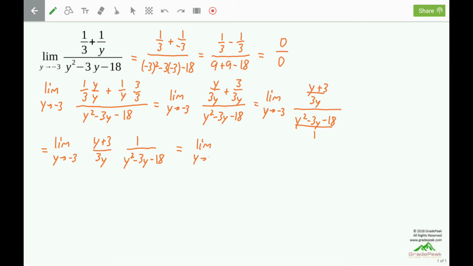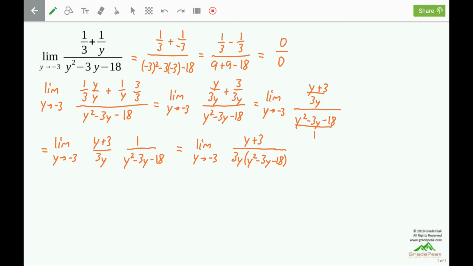We can now multiply the two fractions. We'll multiply the numerators. That'll be y plus 3 times a 1. That'll be y plus 3. Over the denominator, which will be 3y times y squared minus 3y minus 18. You will not want to distribute the 3y in there because we have a 0 over 0, and that hasn't changed yet. In order to change that, we have to factor and cancel out common factors.